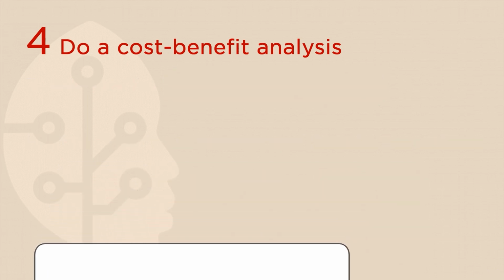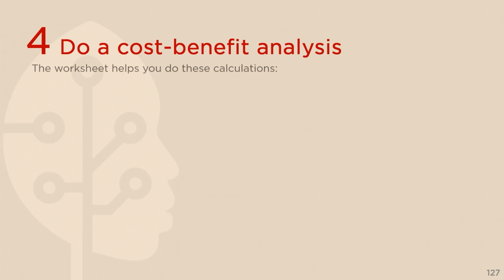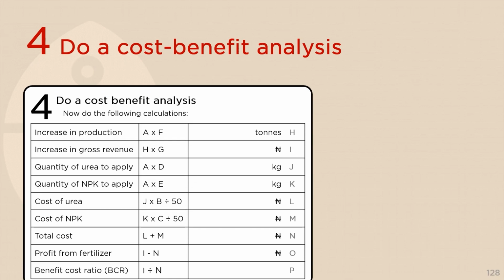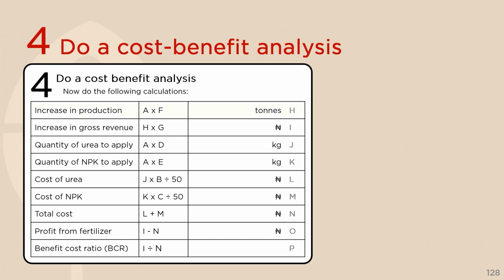Let's go back to our example to show how it works. The worksheet provides a table that takes you through the calculations step by step. It's important to practice this so that you learn how to do this yourself for your own field. By understanding costs and benefits, you will be able to make better decisions on fertilizer investments in your cassava farm.